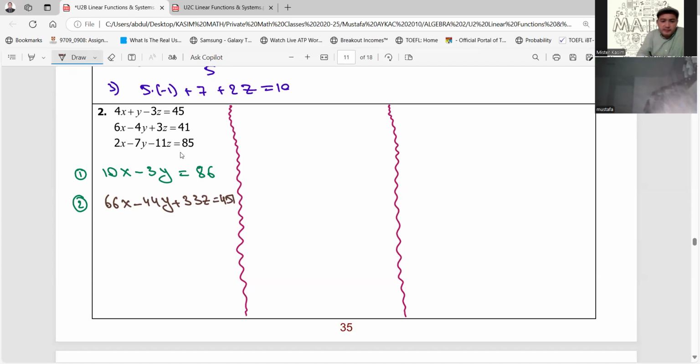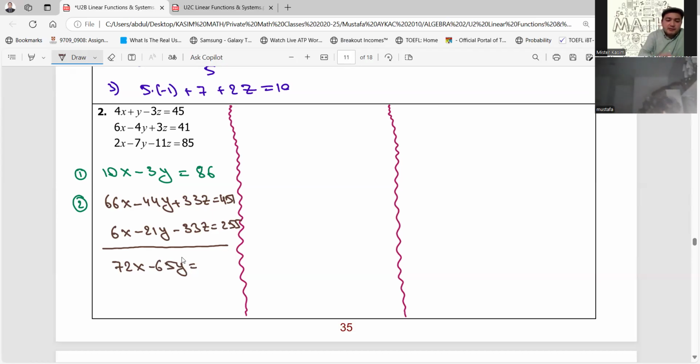And now the third equation, multiplied by 3. It is 6x minus 21y minus 33z. And 3 times 85 is 255. So now they are the same, so we are going to add, right? If you add this, 72x, 65y, 0, 451 plus 255, which is equal to 706.